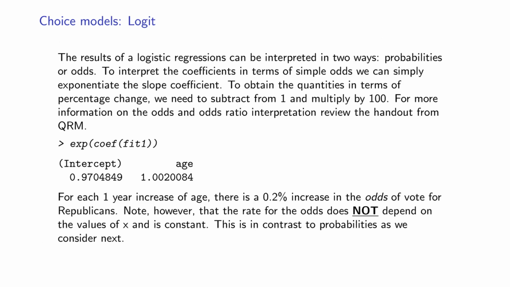Now, we could choose to interpret the effects of age in terms of odds, as you have already practiced before. Recall that to interpret the coefficient, we would exponentiate the intercept and the slopes. For an even more intuitive picture, we can express the coefficient in terms of percent change by simply subtracting 1 from the exponentiated coefficient and multiplying by 100. So in our case, we can conclude that for each 1 year increase in the voter's age, the estimated odds of voting for a Republican candidate increases roughly by 0.2%. That is not a very large change indeed.